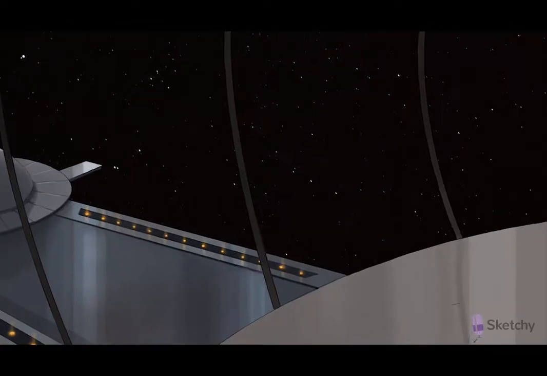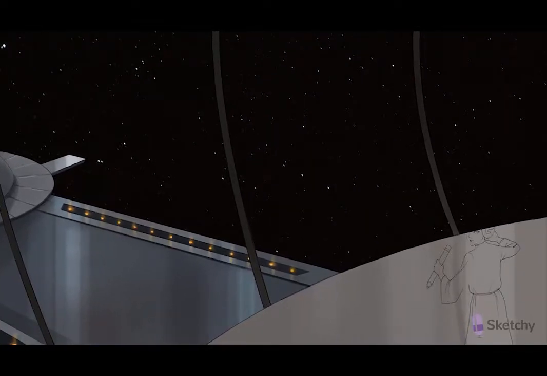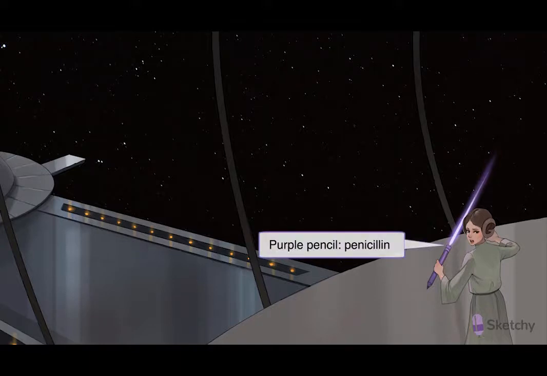Let's start this tour of antibiotics with penicillin. Though she's better known as Princess Ellen, rebel spy against the Agalactiae Empire. Notice the lightsaber she's holding looks like a purple pencil. This pencil is one of our recurring symbols for penicillin in Sketchy Micro.